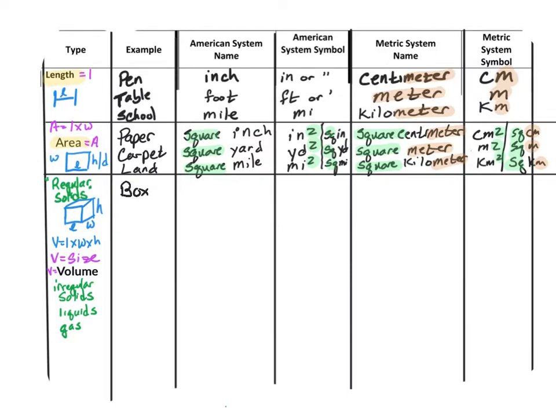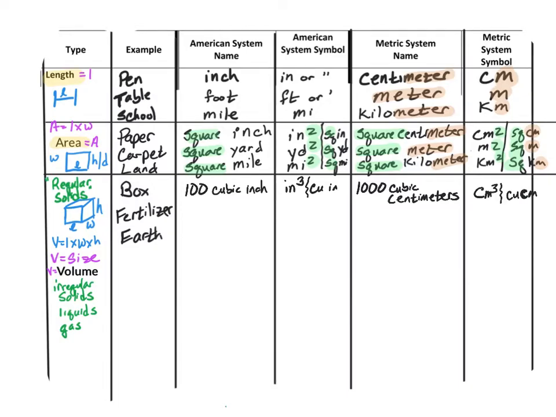So let's look at a box, a bag of fertilizer, and the earth, and find their volumes. A small shipping box might be 100 cubic inches, abbreviated IN cubed, or CU IN. That would be close to 1,000 cubic centimeters, abbreviated CM cubed, or CU CM. A small bag of fertilizer is about 1 cubic foot of fertilizer, which is most commonly abbreviated FT cubed.